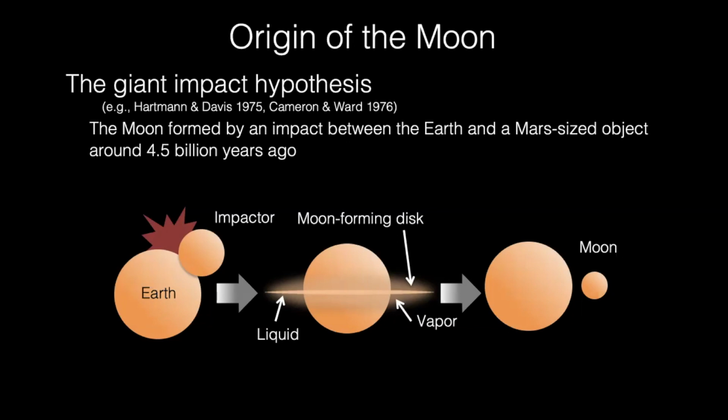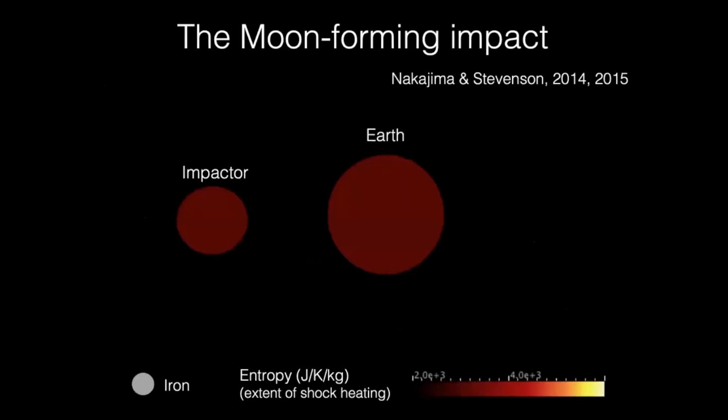And the disk had a very high temperature, therefore it was partially vaporized. This vapor is made of silicate, and the moon accreted from the disk. I'm going to show you a simulation. This is the impactor on the left and the Earth on the right. And the reddish to yellow color shows the entropy, which represents the extent of shock heating, and the gray shows iron.